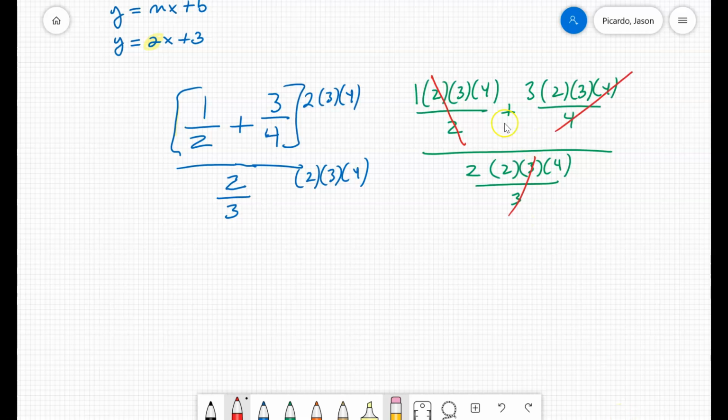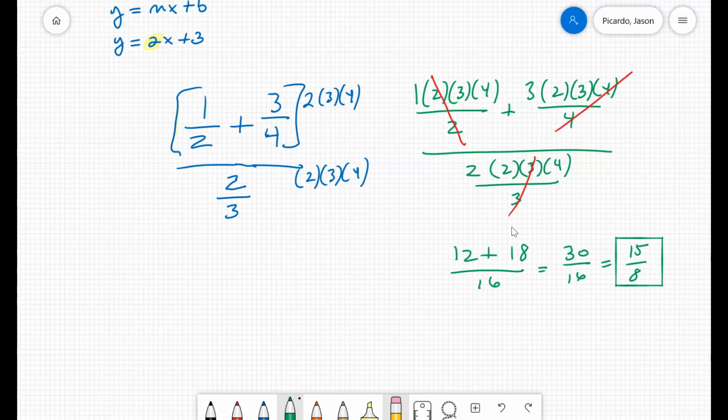So what are all the denominators of all these fractions now? 1. So now, what do I have? I have 12, which is what? 1 times 3 plus 3 times 4 plus 18 over 16, which would give me 30 over 16 or 15/8. So there you have it, right? Now that's going all the way back to elementary school, okay?